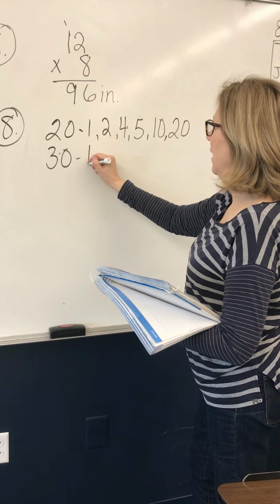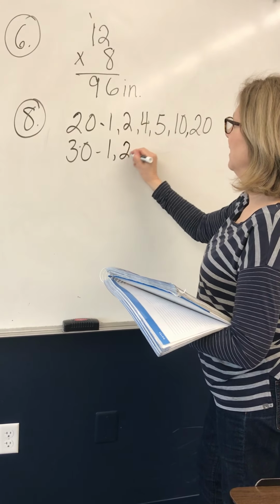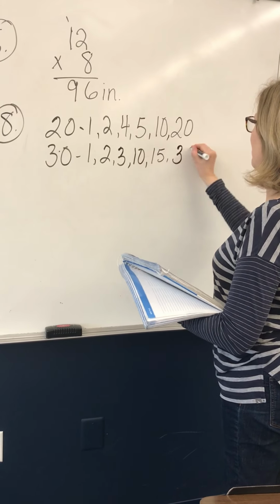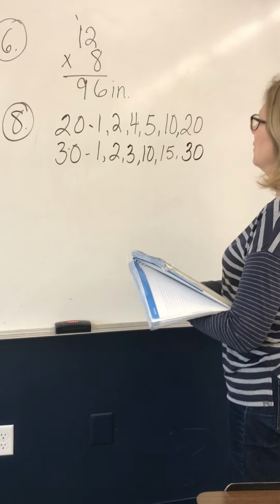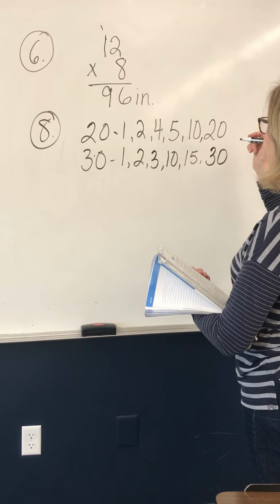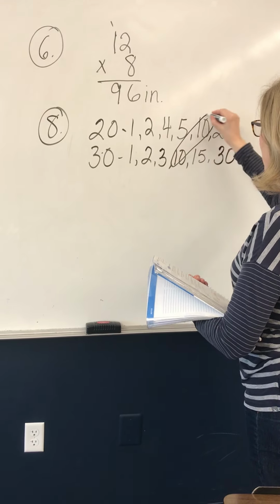On 30, it's 1. 2 times what gives us 30? 15. So we know 15 is going to be in there. 10 times 3, 10 is in there. 15, that's halfway, so now we're ready for 30. So what is the greatest common factor? Do you see it? 10. 10 is the greatest common factor.